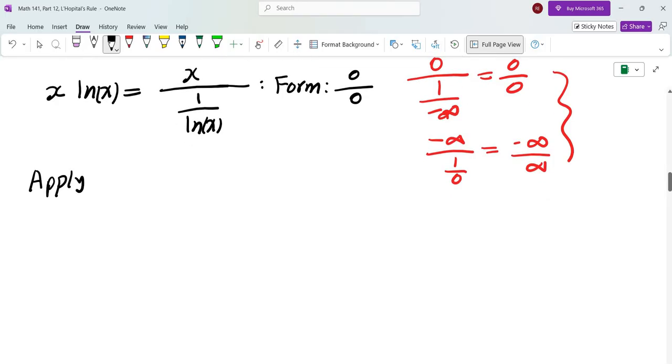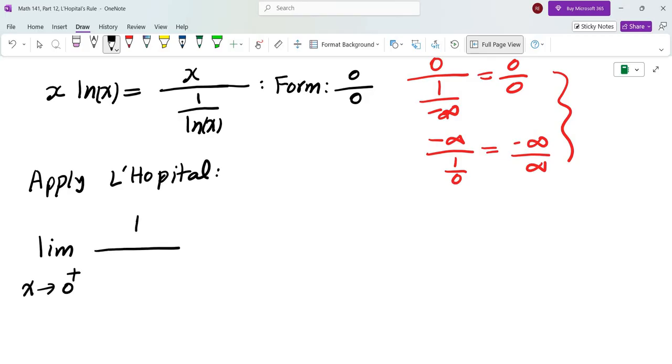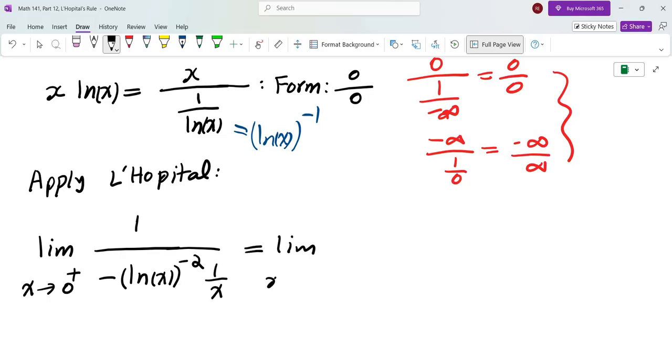So apply L'Hopital's rule. We get the limit as x approaches 0 from the right. On top we get 1. Now the denominator is natural log of x to the power of negative 1. So taking the derivative of that gives us negative natural log of x to the power of negative 2 times 1 over x. So we can simplify this. As x approaches 0 from the right, we get x on top, and we get natural log of x to the power of negative 2. And there's a negative sign as well.